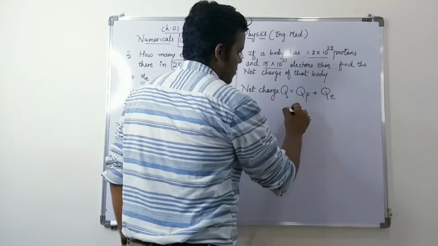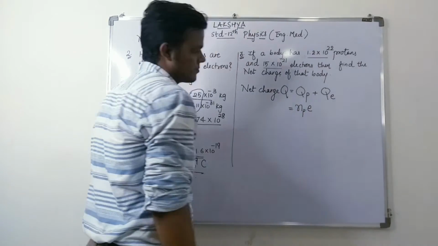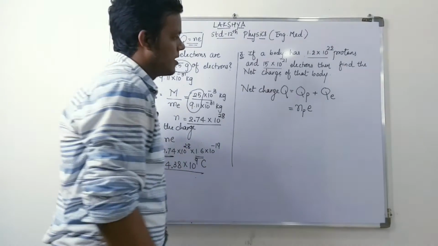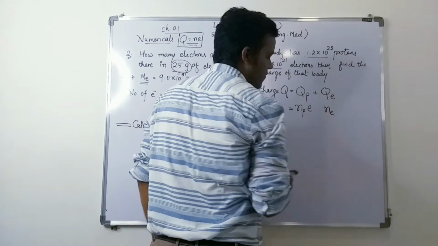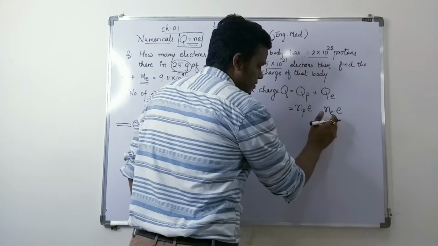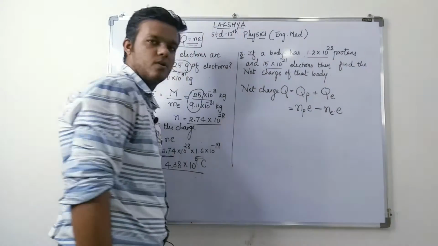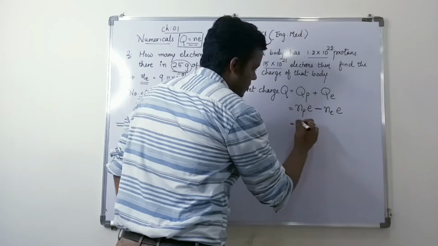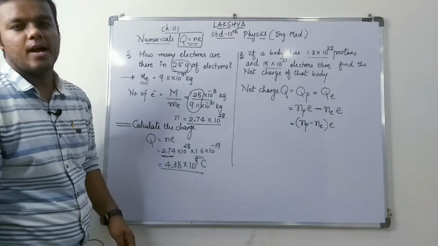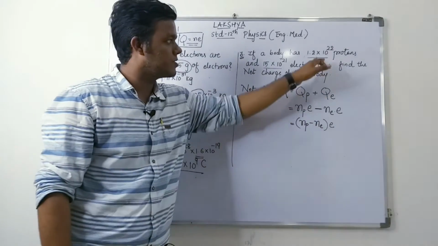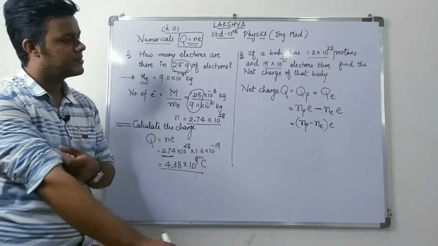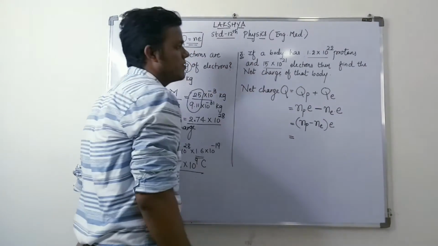Now the charge possessed by protons is number of protons into e, because a proton also has the charge of 1.6 into 10 raised to minus 19, and the charge possessed by electrons is number of electrons into e. Because this is a negative one, we should put a negative sign. Okay. Now I will take e as common: Np minus Ne, into e. Now we have all the values. Number of protons, yes, we have. Number of electrons, yes, we have. Value of e, 1.6 into 10 raised to minus 19. So we will put in all the values.